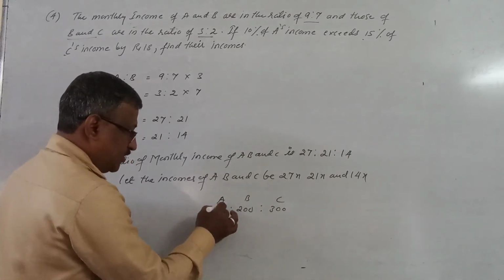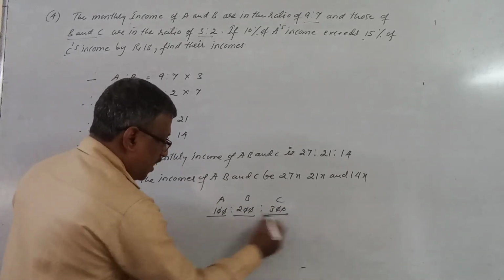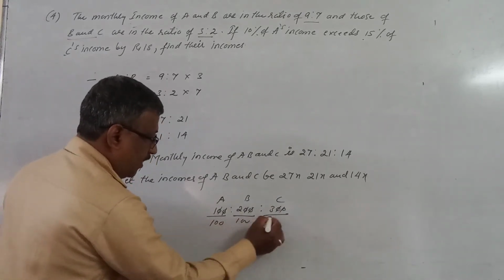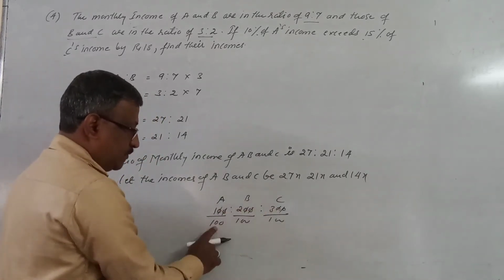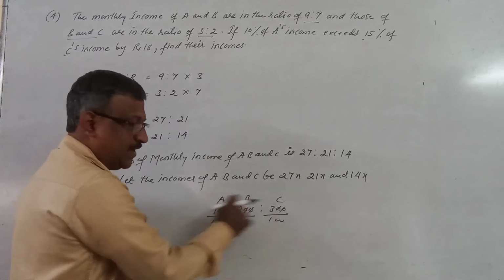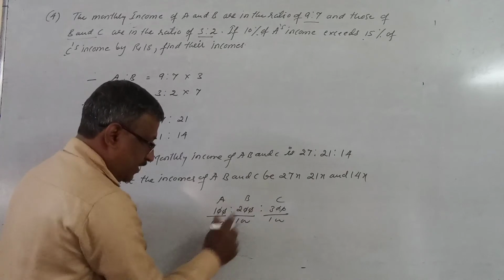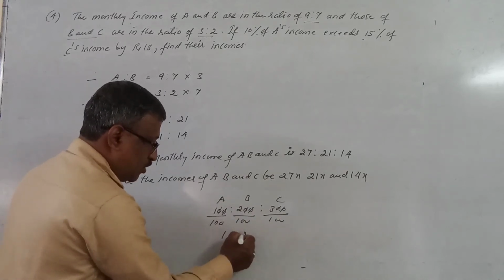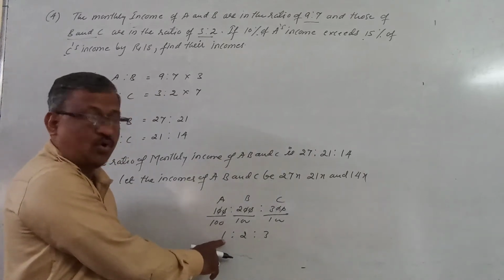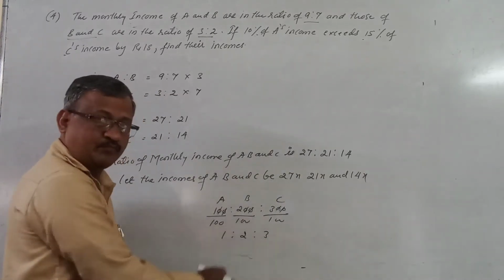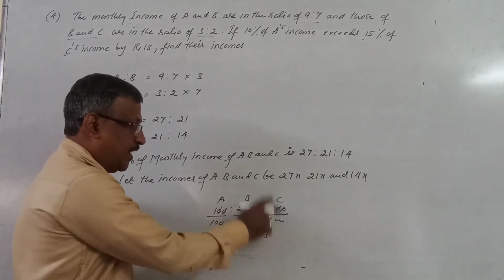And you will cancel the common zeros here. All these three numbers are divisible by the common number 100. If we divide these three incomes by 100, two zeros get cancelled, and we get the ratio as 1 is to 2 is to 3. So this is called the ratio of monthly income of A, B and C. Clear? Actually, their incomes are 100, 200 and 300.